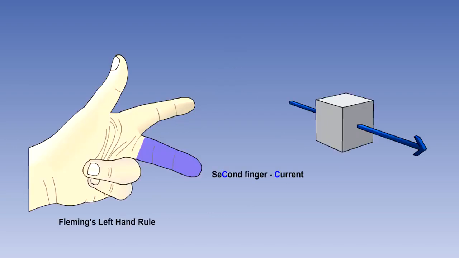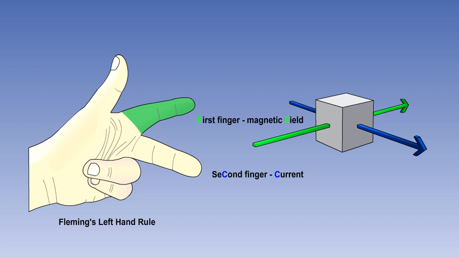The second finger represents the direction of the current flow. The direction of current flow we are talking about is that of conventional current flow. That is, from the positive terminal to the negative terminal. The letter C in second should help you remember that your second finger represents current.